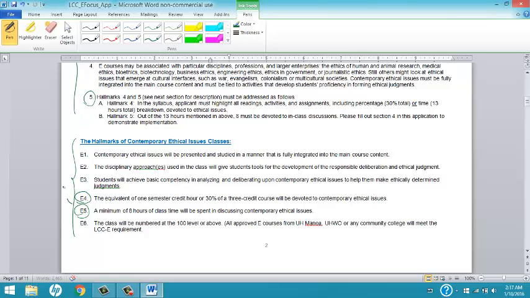Please look back over here. For the hallmarks 4 and 5, it must be addressed in your application as follows. For hallmark number 4, in your syllabus, applicant must highlight all readings, activities, and assignments, including the breakdown of percentage, 30% total, or time, 13 hours total, devoted to ethical issues. Now for hallmark number 5, out of the 13 hours mentioned above, 8 of those hours must be devoted to in-class discussion. And please fill out section 4 in this application to demonstrate how you implement your courses.